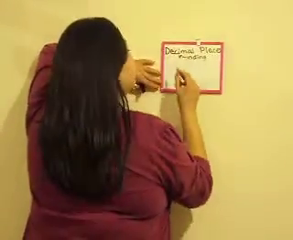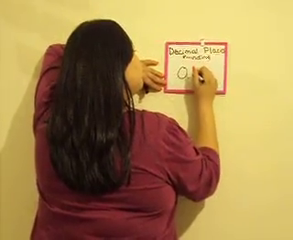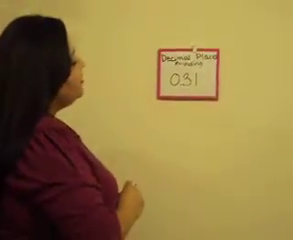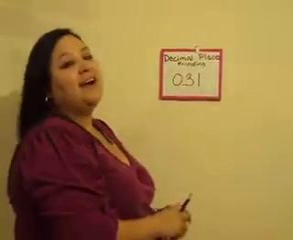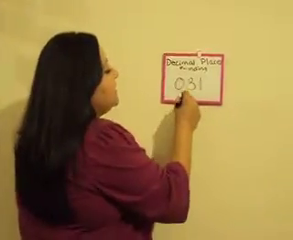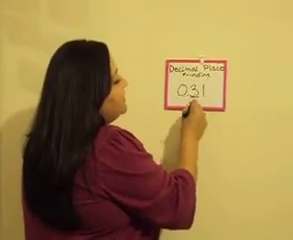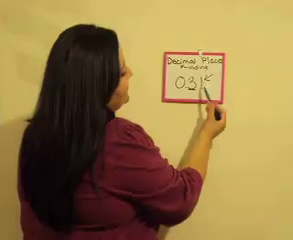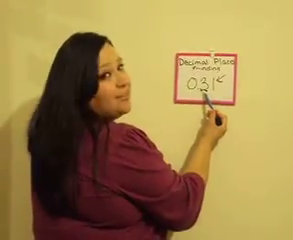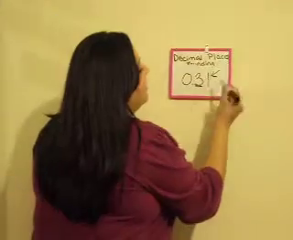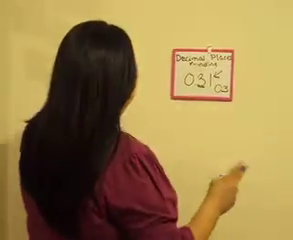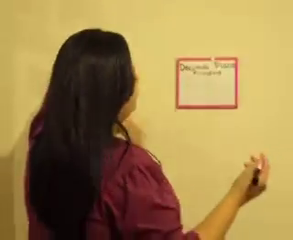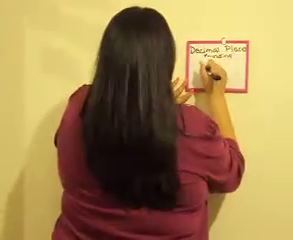Okay, let's try something else. Okay, 0.31 is 31 hundredths. So we're going to round to the tens place again. So when we're rounding to the tens place, we always look at the next number. And if this is greater than 5, we're going to add one more to the 3. But since it's a 1, our answer is 0.3.